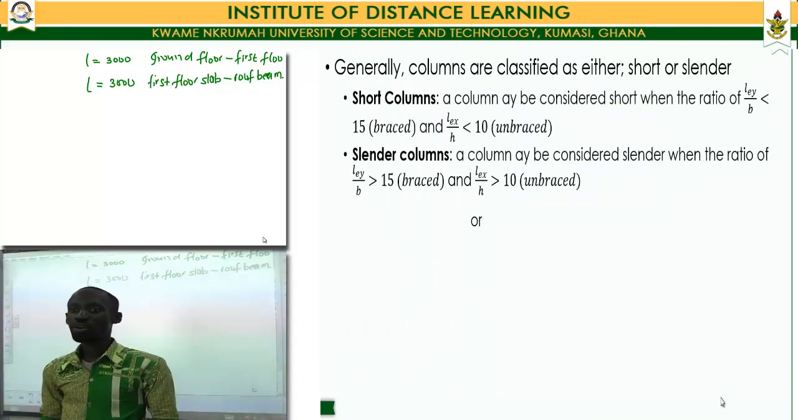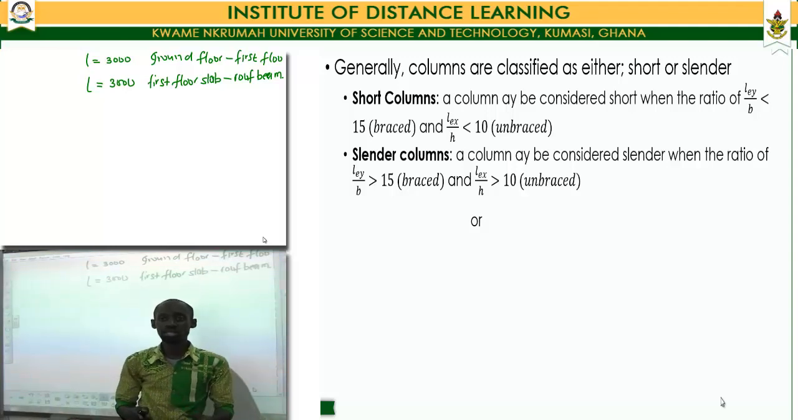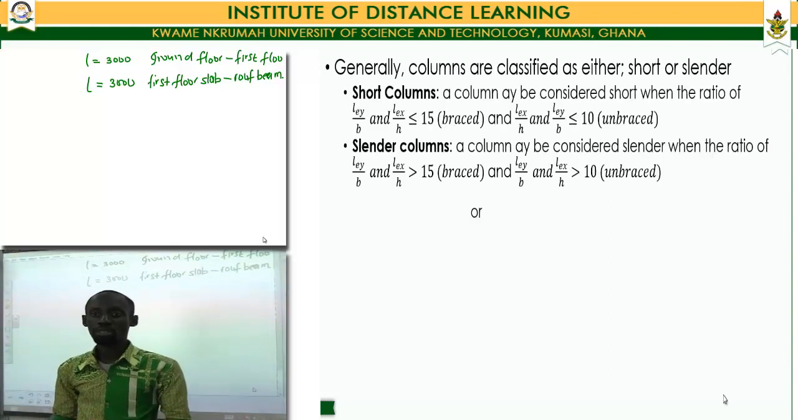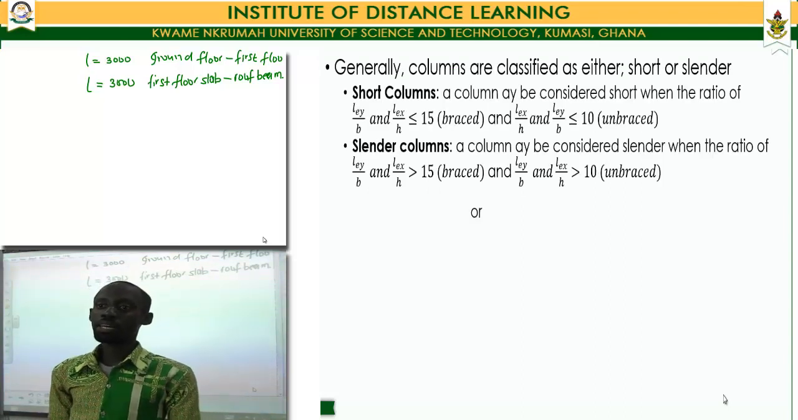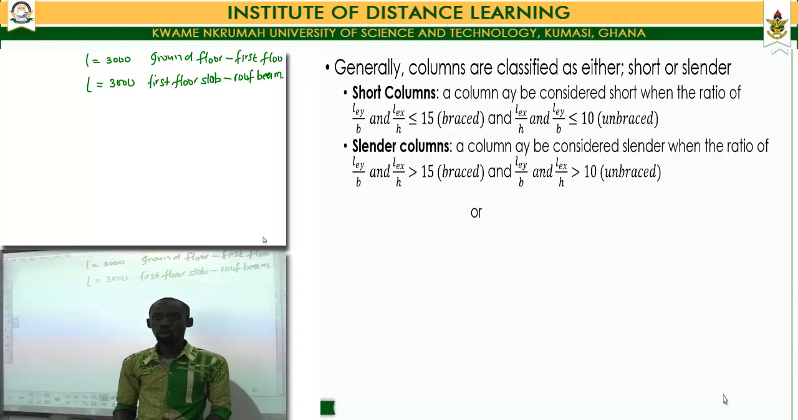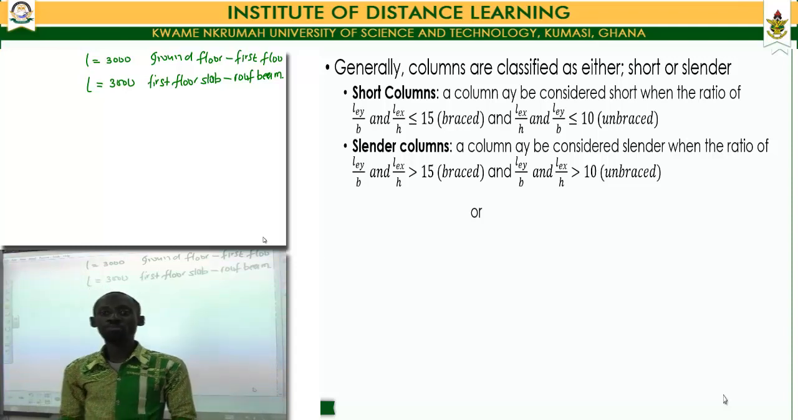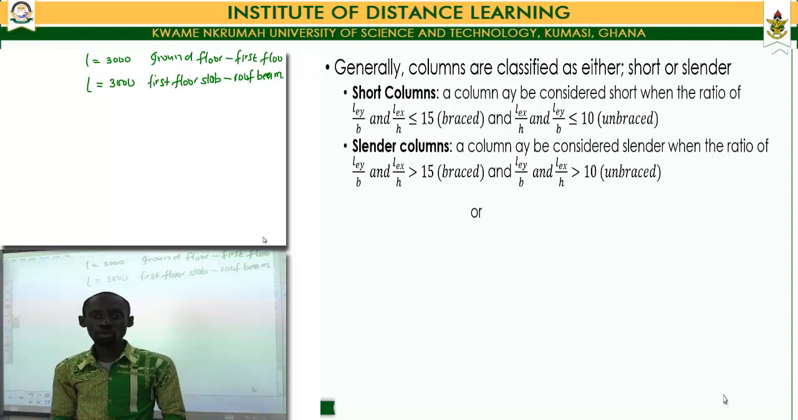Now, generally, columns are classified as either short or slender. A column is considered to be short when the ratios of LEY over B and LEX over H are less than or equal to 15, in the case of a braced column.